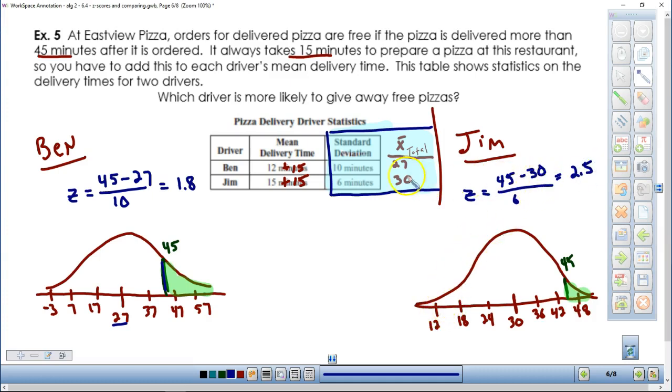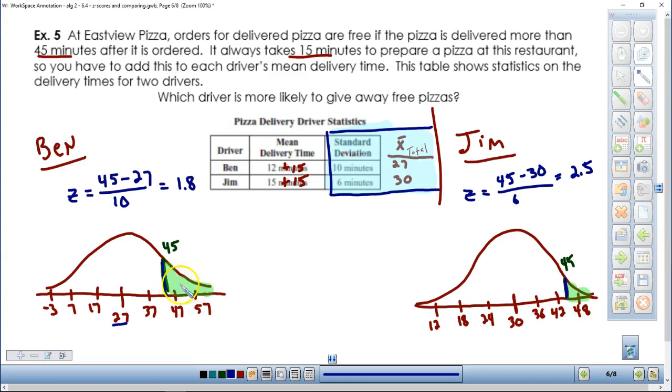Well, even though Ben is delivering quicker, 2.5 is further to the right than 1.8. The 45 under both of these curves is the same, but because his mean of 30 and his standard deviation of 6 give us different numbers, 45 minutes is further from the mean. We want to know what's the probability that the pizza would be delivered late, right? Who's going to be giving away more free pizzas?